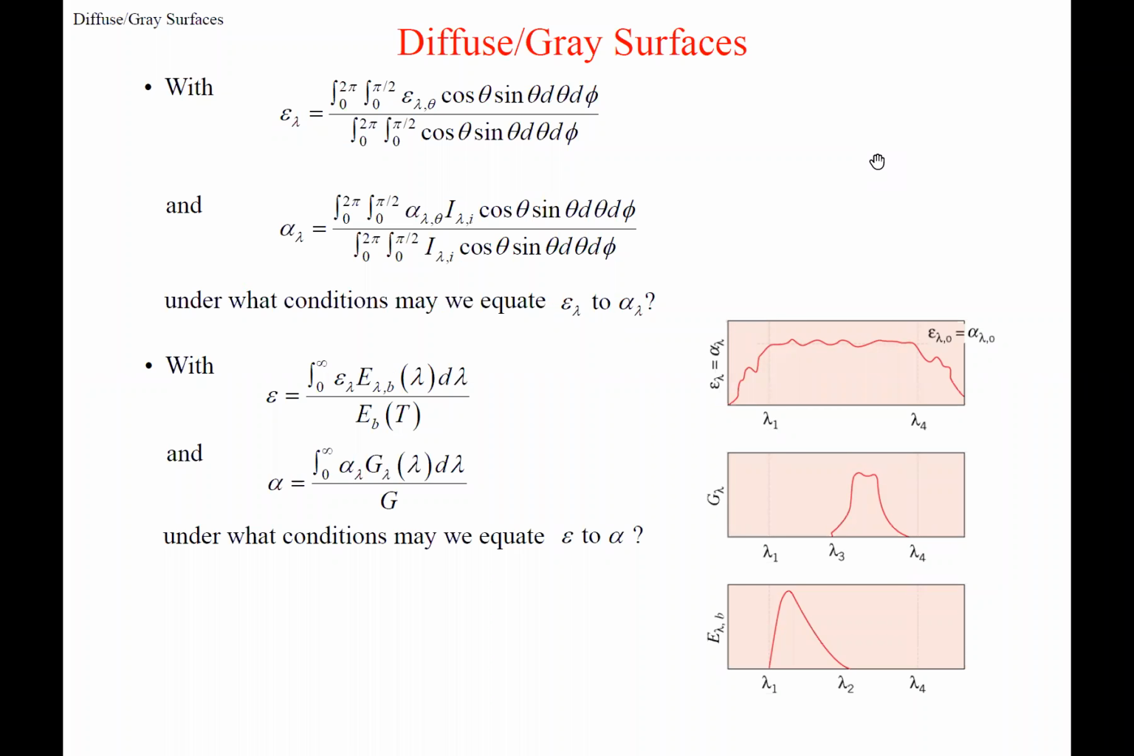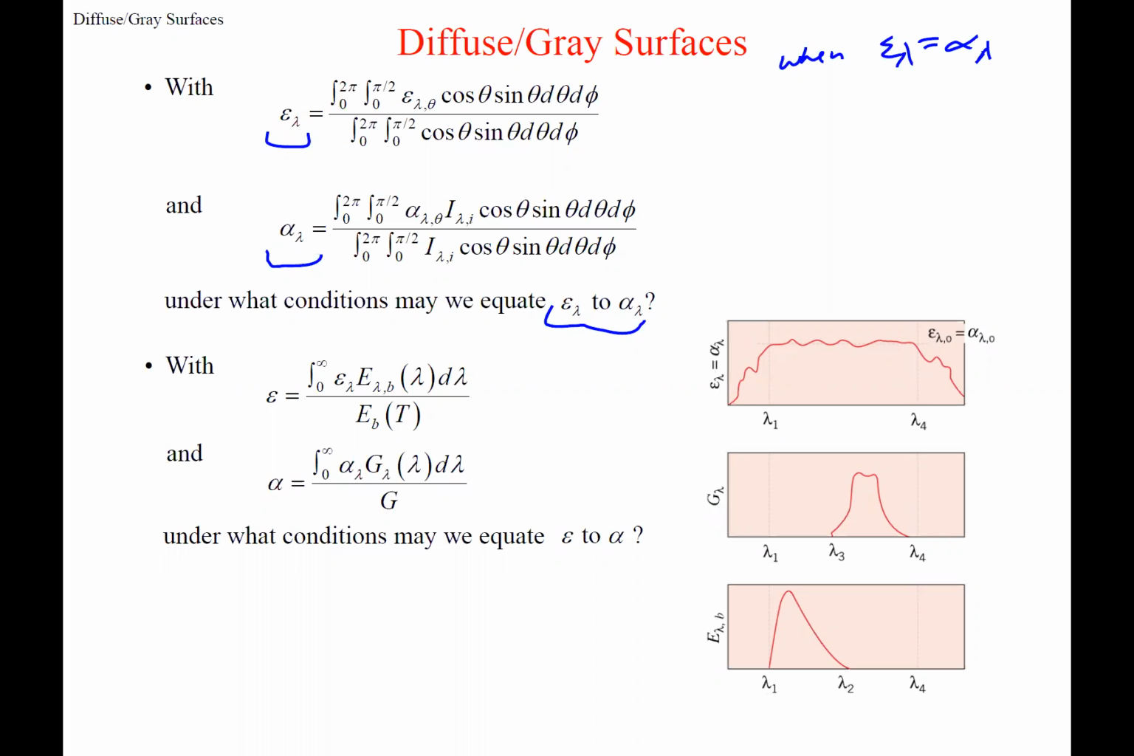We have now some more things that we can possibly equate, and that's with Kirchhoff's law. If we are gray, diffuse surfaces, if we take this further. So we have the equation for emissivity at any given wavelength. We have absorptivity at any given wavelength. So when can we set the emissivity at a given wavelength equal to the absorptivity? Okay, and it's basically comparing these two equations.